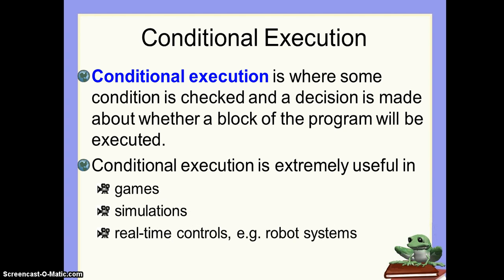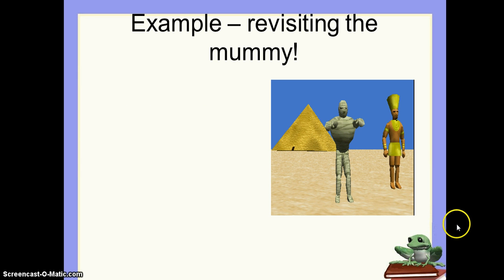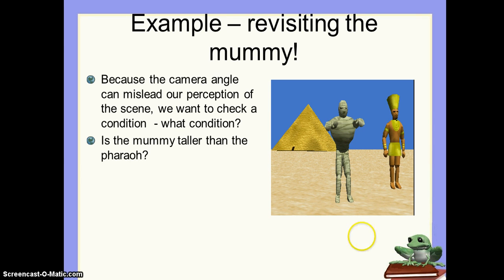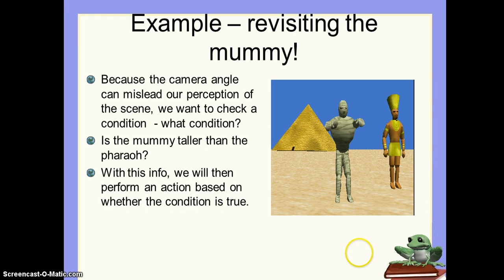Well, games, simulations, all sorts of things would fit this, and that's exactly where you all will be putting them to use. So let's go revisit that mummy. I know you missed it since the last movie. The idea is that we want to check a condition because we're not really sure what's going on due to the camera angle. What kind of things maybe aren't you sure about? Well, here's a question I know you've been dying to ask. Is the mummy taller than the pharaoh or vice versa? How can we tell? So what we're going to do is ask the question, and then depending on whether or not it's true, different things will happen.